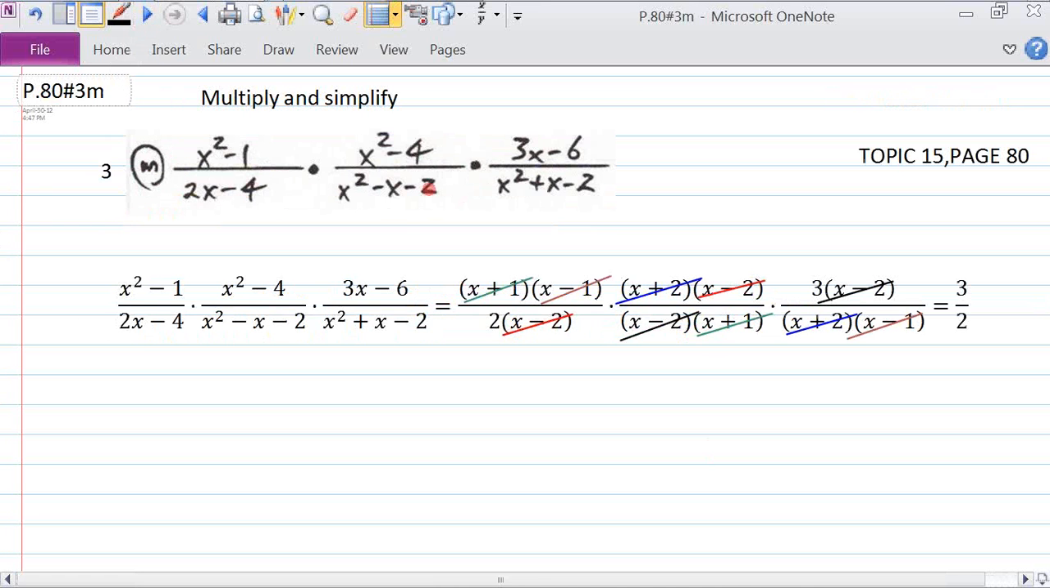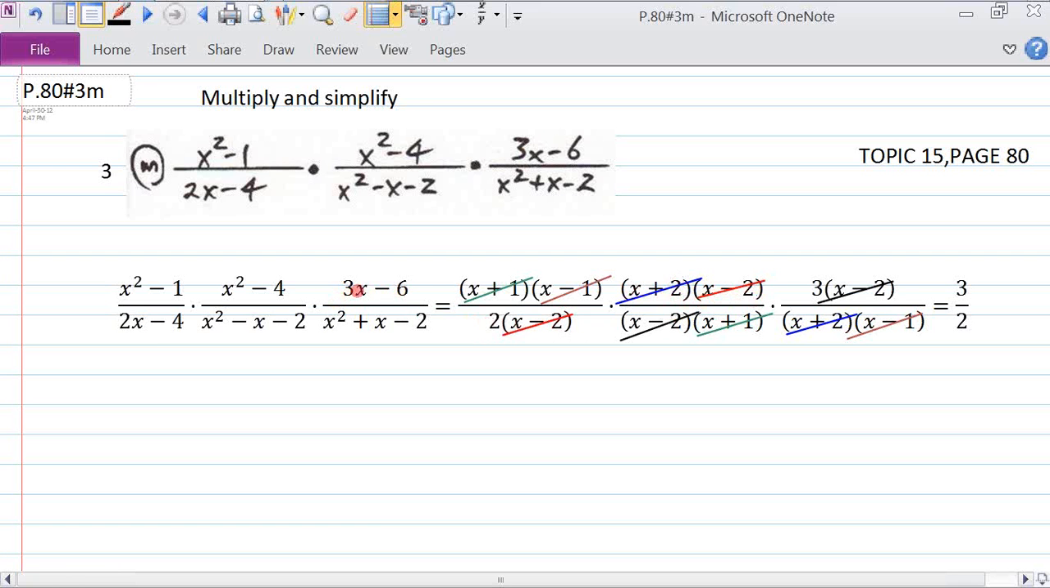Same kind of problem here. We've got multiplication, so we have to factor each one of these terms. Each one of these polynomials has to be factored. So first of all, I'm going to start with the first one, x squared minus 1. I get x plus 1, x minus 1. It's the difference of squares. This is also the difference of squares, x plus 2, x minus 2.